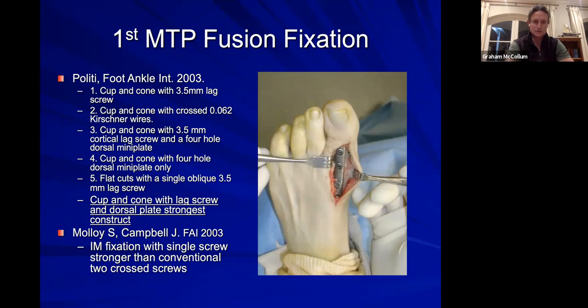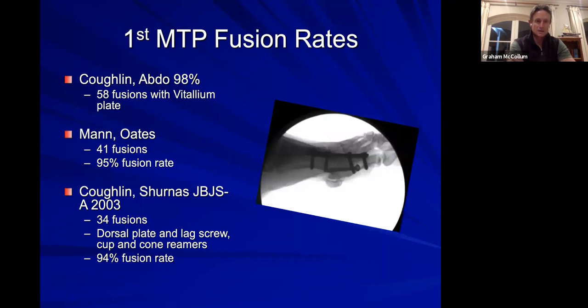AO type screws, cross screws, and union rates have improved significantly to around 80, 90%, 95% with this lag screw and dorsal plate. Sometimes quite rudimentary with these earlier studies, but I must say, in my series of MTP fusions, the union rate must be at least 95% or higher, even with quite a smoking population with difficult socioeconomic circumstances in some people.